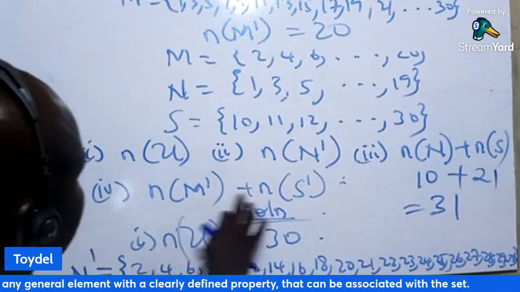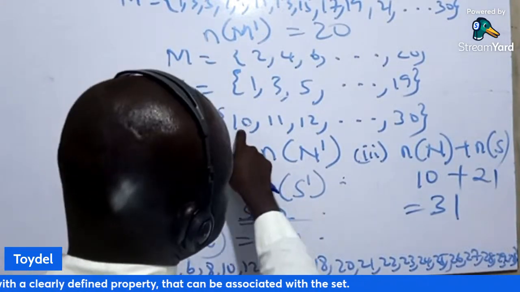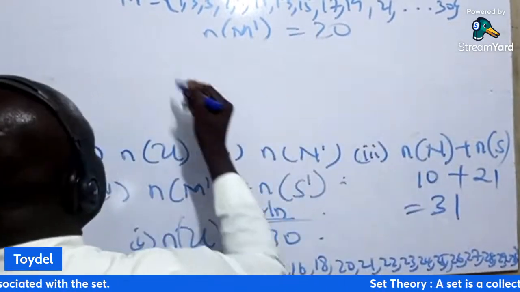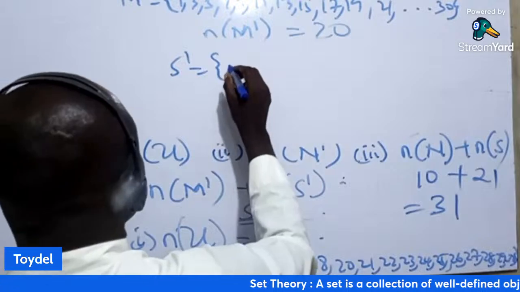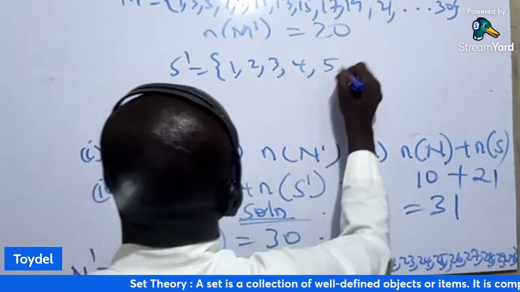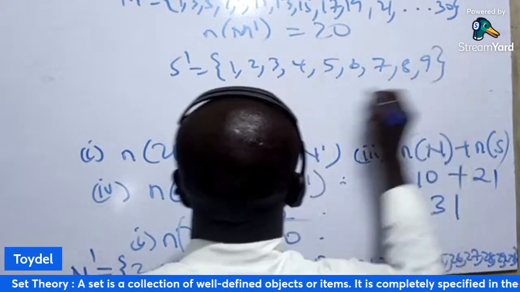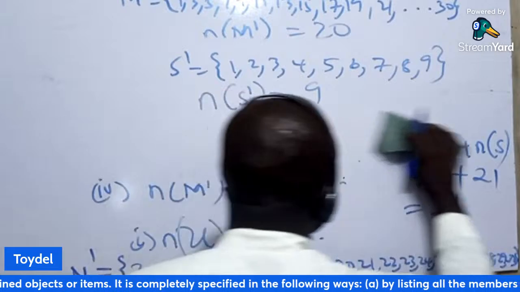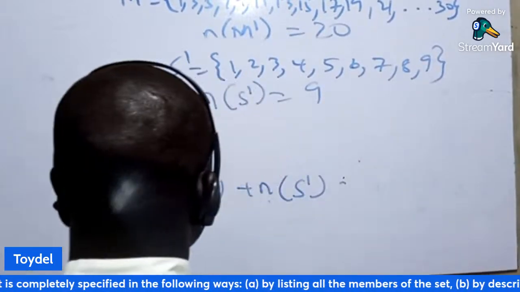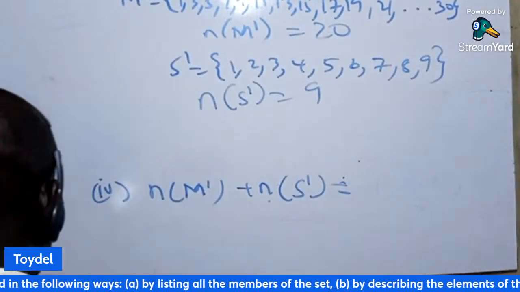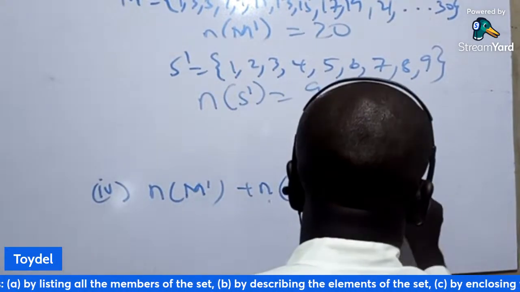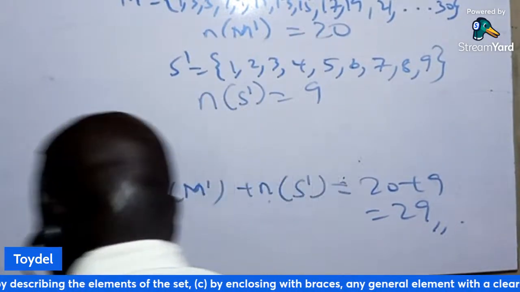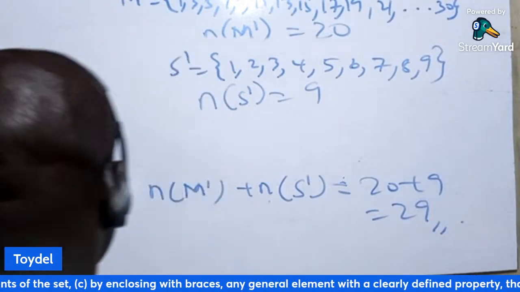Then what else are we looking for? S prime. What is S? S is from 10 to 30. Then S prime will be elements that we have in universal that are not in S. So S prime will now be 1, 2, 3, 4, 5, 6, 7, 8, 9. So the number of elements in S prime is equal to 9. Then the answer to this given question, the fourth one, the total element is 20 plus 9, and that gives 29. So that is just the introduction, that is what you get from the question.